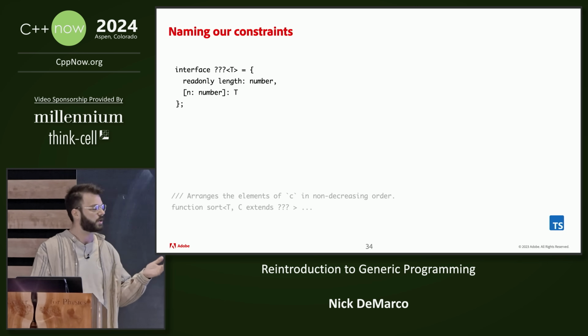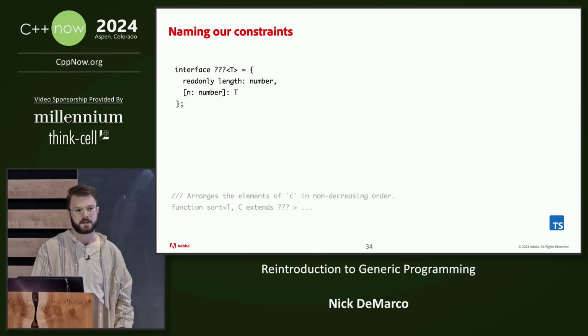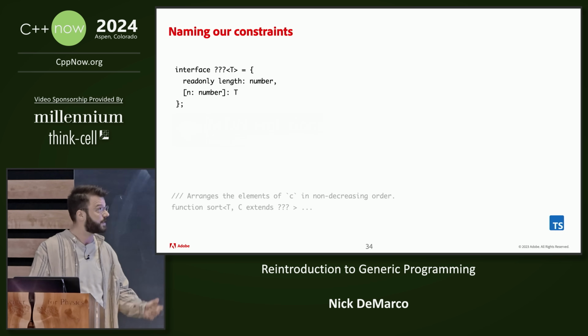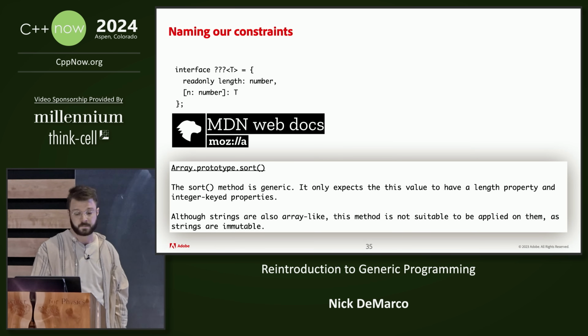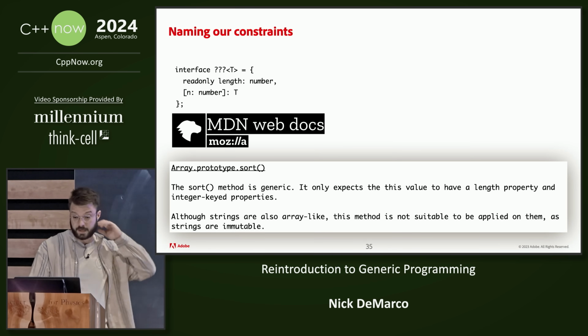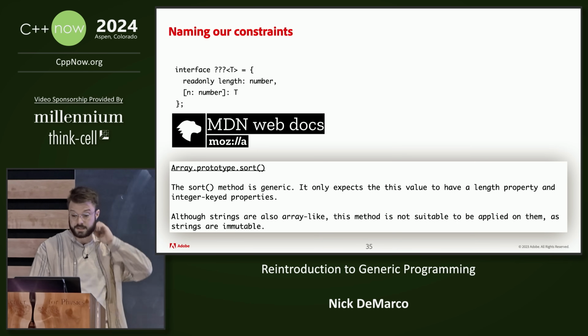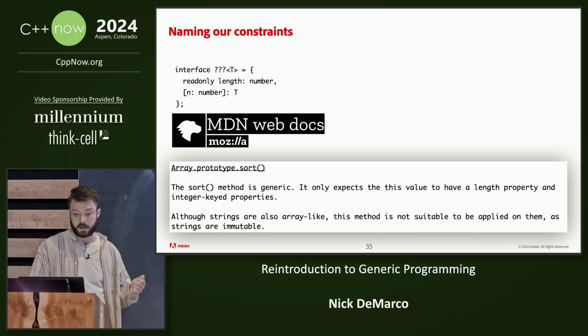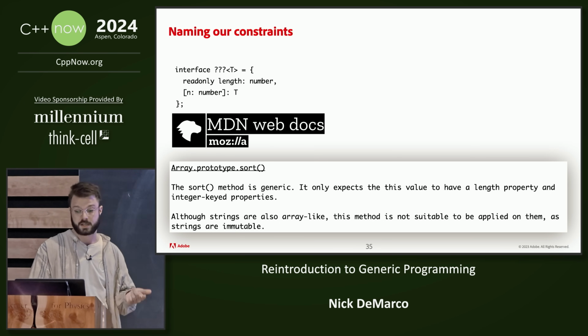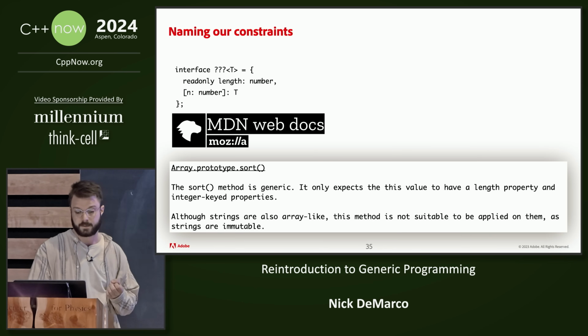And in this case, because we're talking about something like sort, a good place to look might be the standard library documentation. So that's what I did in preparation for this talk. So here I have two excerpts from the built-in array.sort method. And it says, the sort method is generic. Nice, good sign. And it only expects the target object to have a length property and integer keyed properties. Sounds like what we have here.